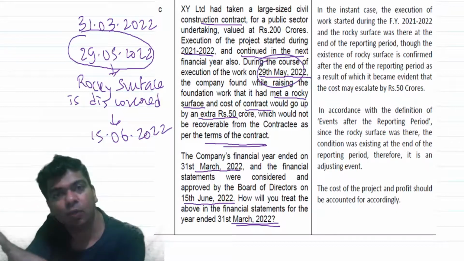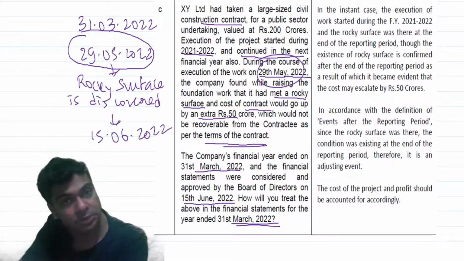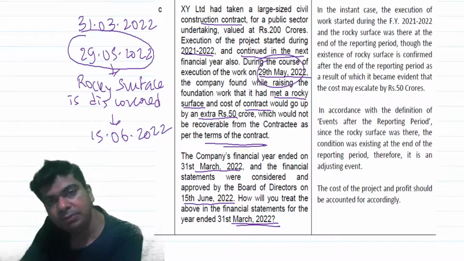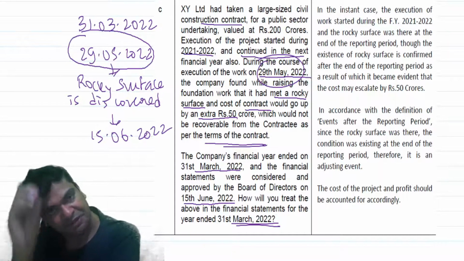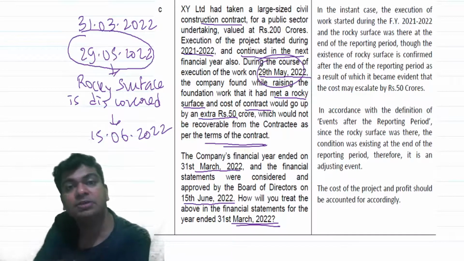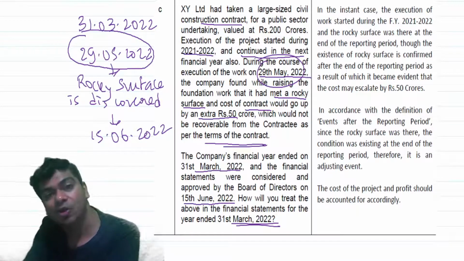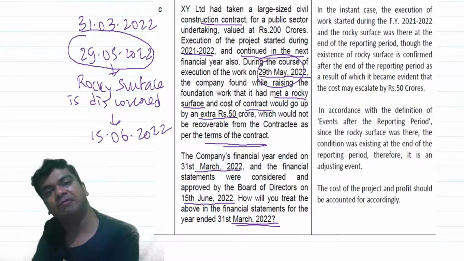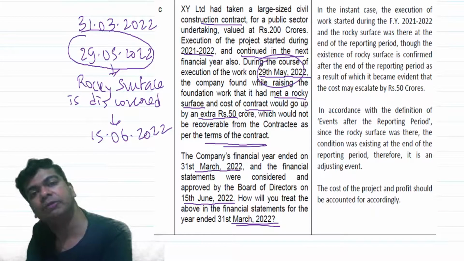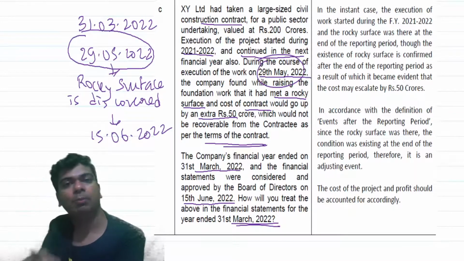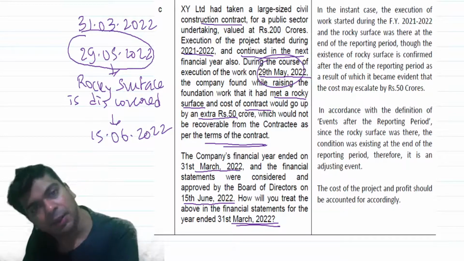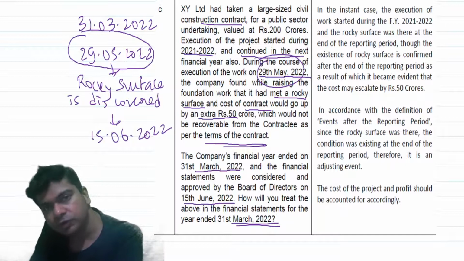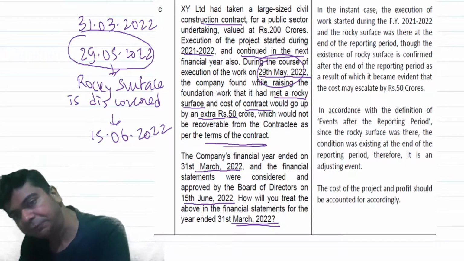I hope you are getting what I'm trying to suggest, right? You started your construction work. At that time, you did not know that you would meet a rocky surface, but the rocky surface definitely was there, right? It was not traveling from some place to another and then deciding to settle down at your site. It was already there. You did not know. The discovery of the rocky surface is providing further evidence of the circumstances prevailing on the reporting date. It means it is an adjusting event. Accordingly, your cost inflation of 50 crores should be accounted for, right?